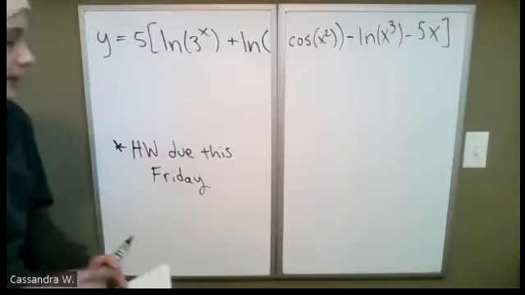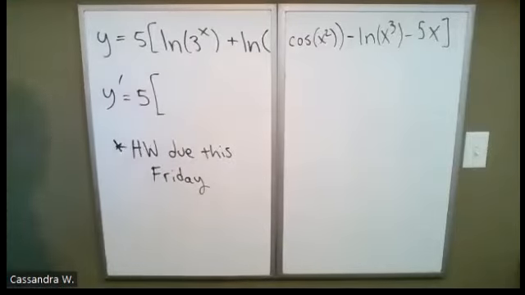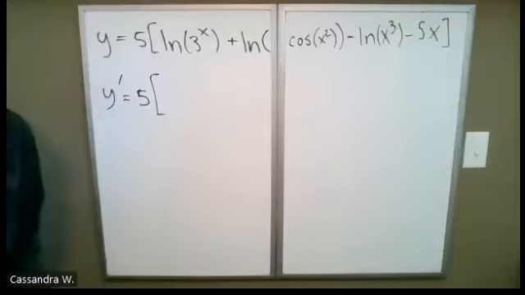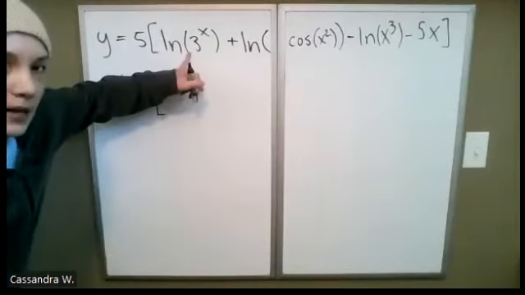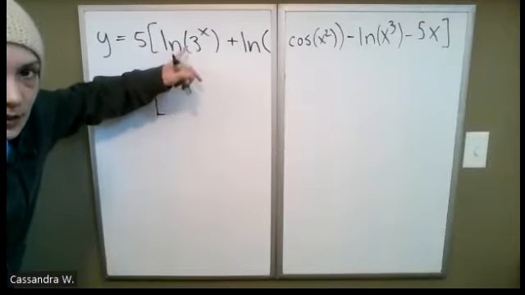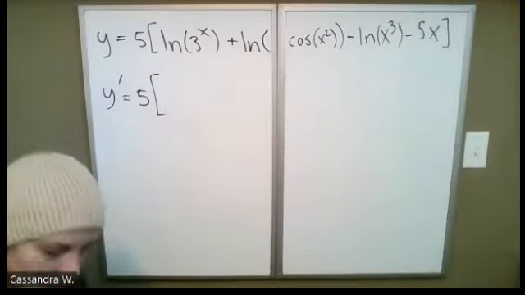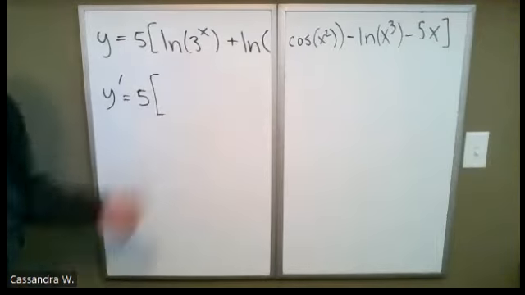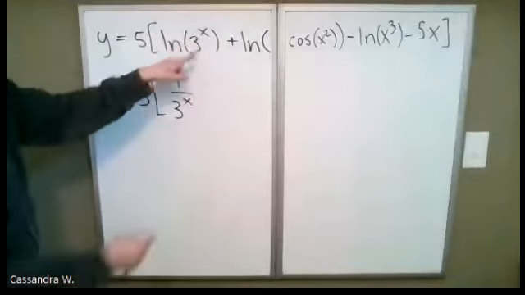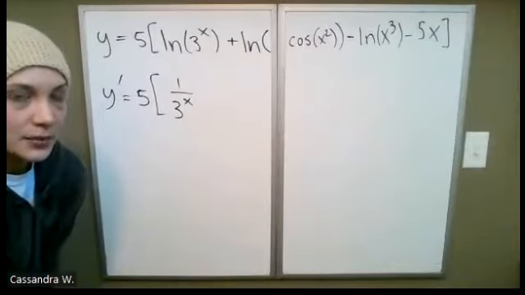Okay, derivative is 5 times, let's see, I've got 1 over 3 to the x times the derivative, so it's the chain rule. The derivative of ln is 1 over whatever's inside, 1 over 3 to the x. Then go inside, get this derivative, which would be 3 to the x times ln of 3.